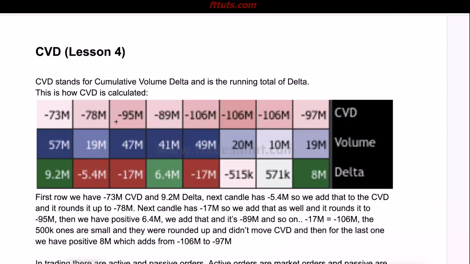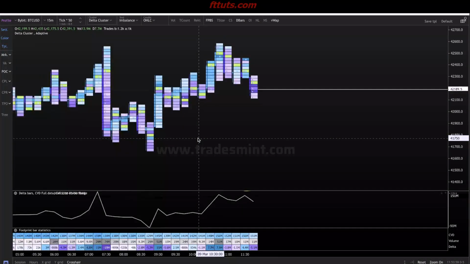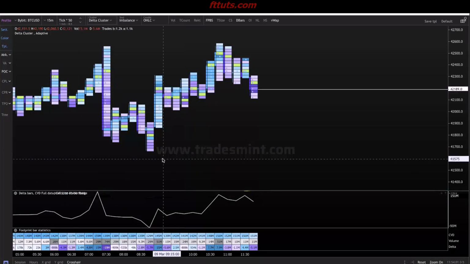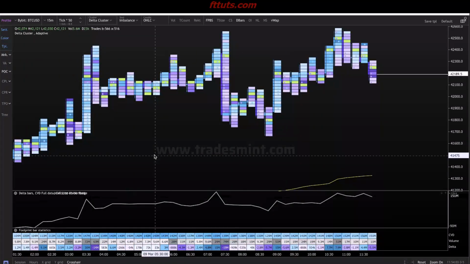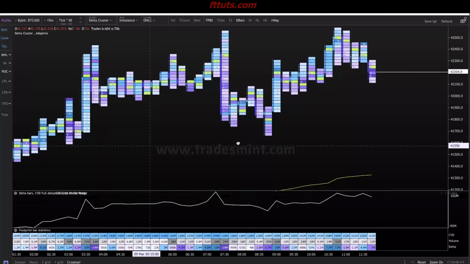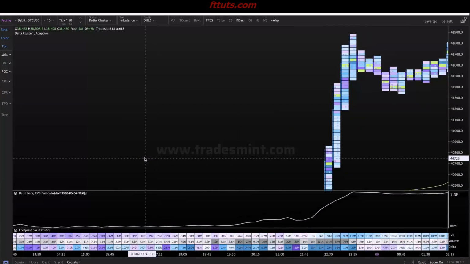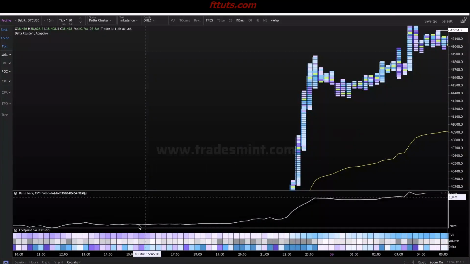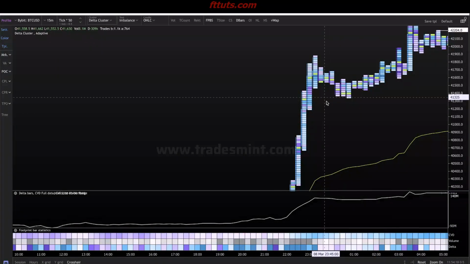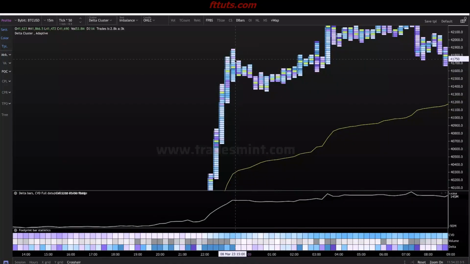And we can see, if we come back to our chart here, that over time CVD also is going to go from negative to positive. For example, if we go back in time to yesterday, we can see that CVD was in the negative. Okay, and it's color coded. It's going to turn purple as it's negative and blue as it's positive. It's very similar to the way delta is color coded here on our delta cluster candles.